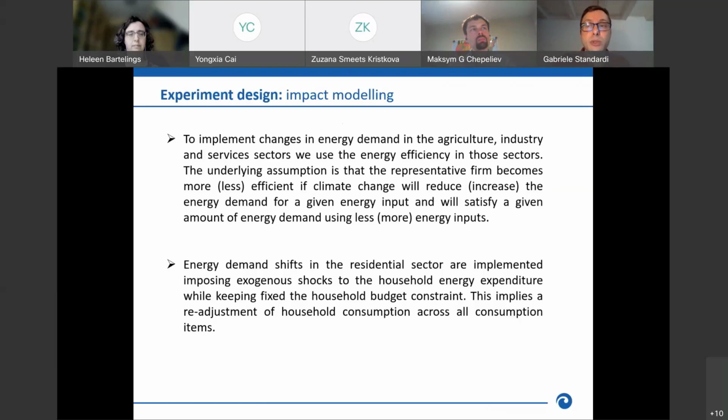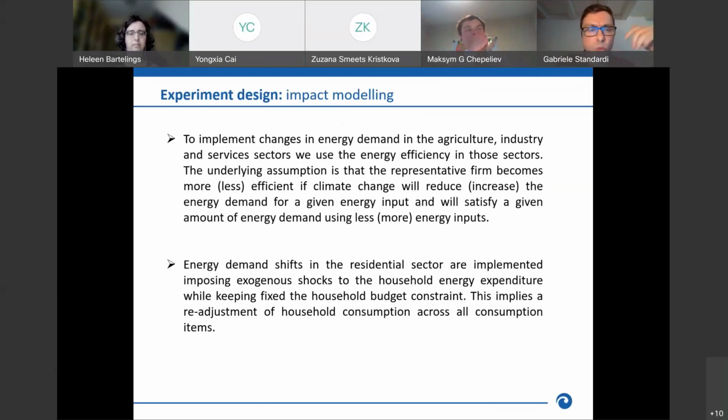If, on the other hand, for example, because of temperature changes, the demand for heating is going to decrease in a given region, this means that the representative firm, to satisfy that level of energy requirements in terms of heating, will need fewer inputs. And this can be interpreted like an efficiency gain. So this is really the key assumption for our outcomes also. And then, of course, this is true for the 3 sectors, agriculture, industry, and services. But the residential sector is not a productive sector in the CGE model.